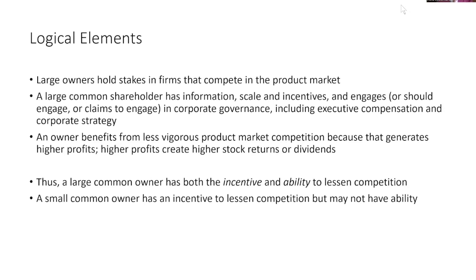So what problem does that create? Well, large owners hold stakes in firms that compete in the product market. Delta competes with United, Coke competes with Pepsi. A large common owner has the information, scale, and incentives to engage in corporate governance. And indeed, a lot of large funds promote the fact that they do corporate governance and corporate oversight, and they make sure that compensation is not too high and appropriately incentivized, and there's not too many corporate jets and so forth. And they also will want to hear from the company about strategy and advise on strategy.